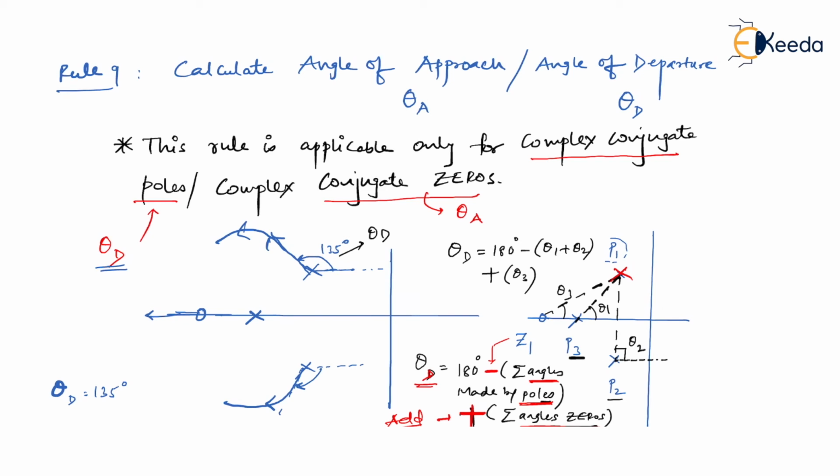Let us calculate theta A, that is nothing but the angle of approach. So where do I need the angle of approach? Let us see, when we have complex conjugate zeros. Let's say I have one pole here, I have one zero here. Pay attention. You know very well these are zeros. Let me say this is zero 1, this is zero 2, this is zero 3, and let me say this is pole number 1.